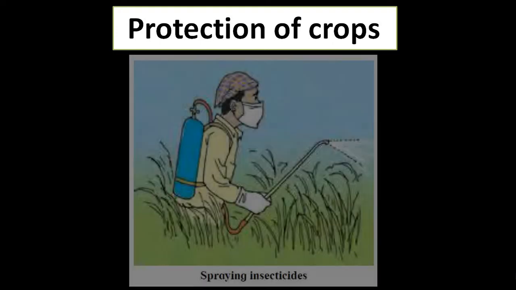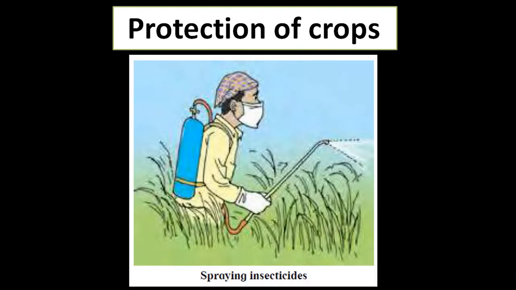Let us study how we can protect the crops. Protection of crops. Diseases and pest attacks can damage crops in the fields. As a remedy, insecticides and pesticides are sprayed on crops or certain chemicals are rubbed on the seeds before sowing.